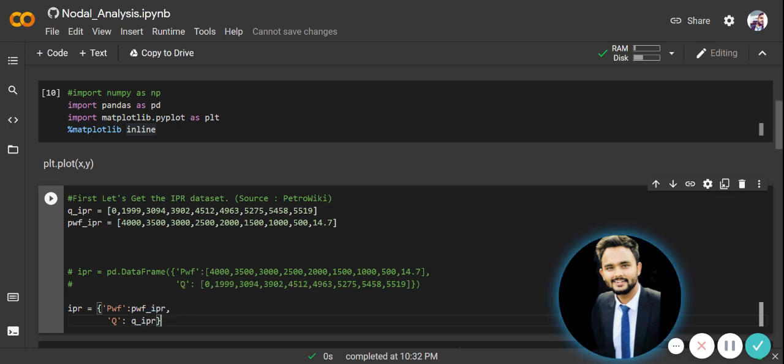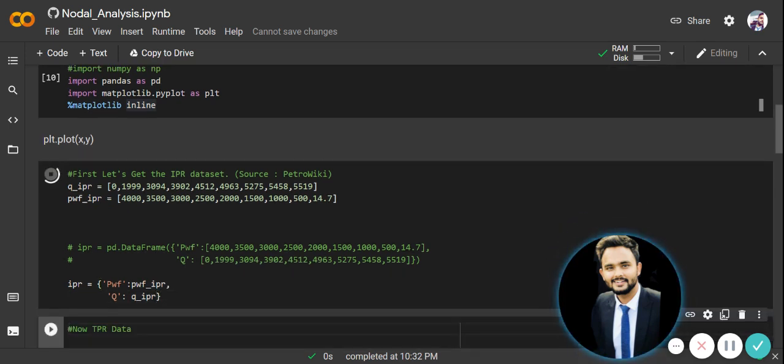I can show you right now also, just for the sake of it, but let me first run this so that we see there's no error. So we have a dictionary now. Whatever data I have in PWF is stored here, and the flow rates are stored here.